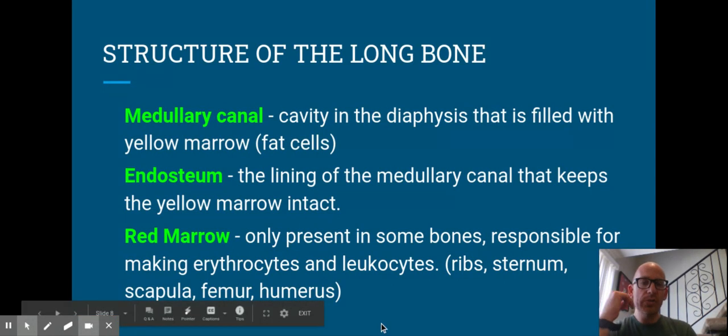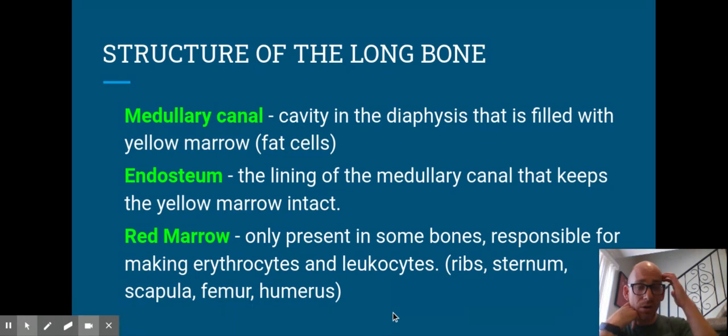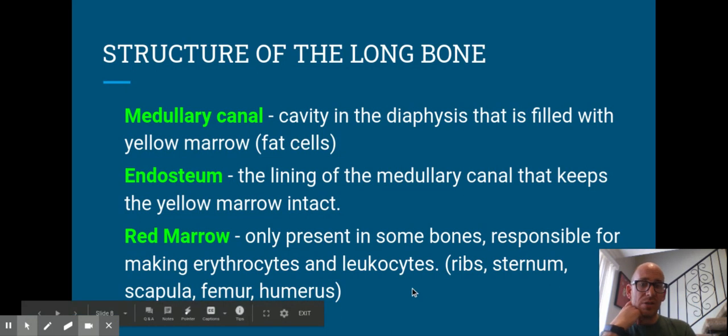Then we also have a different kind of bone marrow called red bone marrow that's present in only some bones, not all of them. So present in the ribs, sternum, scapula, femur, actually at the proximal ends, the top of the femur, and in the humerus. This is bone marrow that's responsible for making both red and white blood cells. So the erythrocyte, that's the red blood cell, and the leukocytes, those are white blood cells. So that occurs in the red marrow.